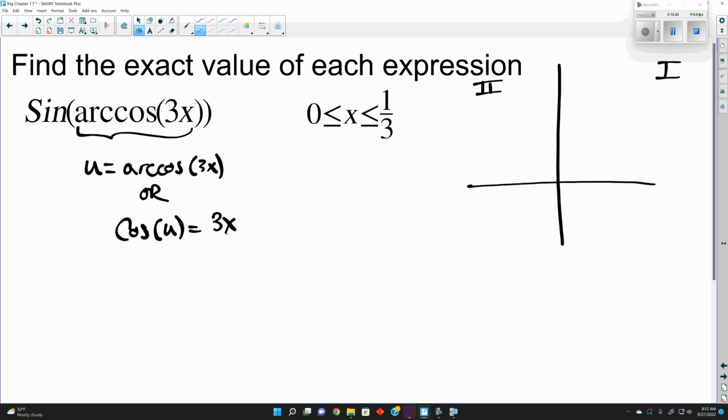Well, the only place that cosine's positive is in the first quadrant, because cosine's going to be negative in the second quadrant. And cosine is adjacent over the hypotenuse, yes? What's the denominator going to be for this here? If there's not 1 written, it is 1. So we're saying the adjacent side is 3x, and the hypotenuse is 1.